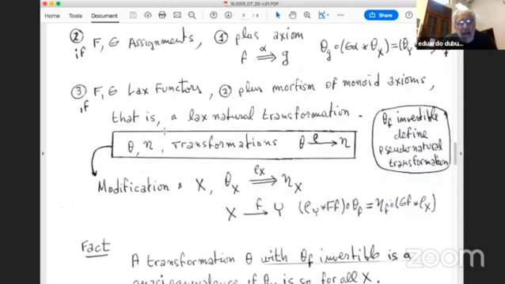Then we define modifications in the usual way. It's a family of two-cells between this theta x and eta x, and this is the usual notion of modification, with the usual action of modification. So modifications are the same for assignment transformations, and pseudo-natural or lax transformations.